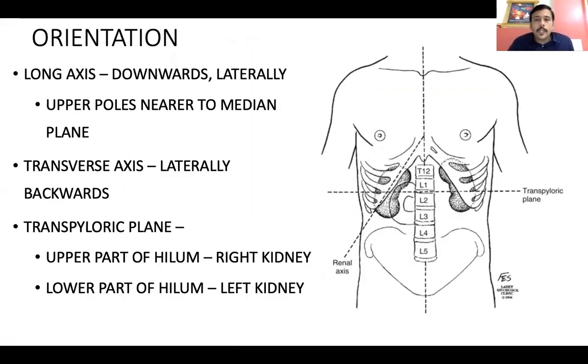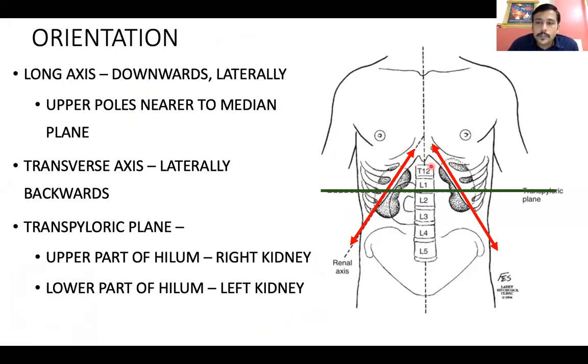Coming to the orientation. Even though the kidney is measured in a different way, the placement of the kidney inside the human body has particular information. That is the long axis and the transverse axis. The long axis of the kidney is directed downwards and laterally. Okay, so you can see in the picture here they are directed downwards and laterally, both the kidneys. And the upper poles are lying approximately near to the median plane.